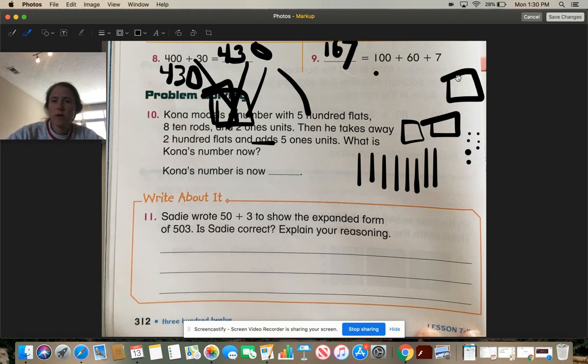So now what number do I have? Well, I have 1, 2, 3 hundreds. I have still 8 tens, and instead of 2 ones, I have 2 plus 5. So I have 1, 2, 3, 4, 5, 6, 7. So now my new number is 387. So I encourage you to draw a picture like I drew, because it really should help you out and be helpful.